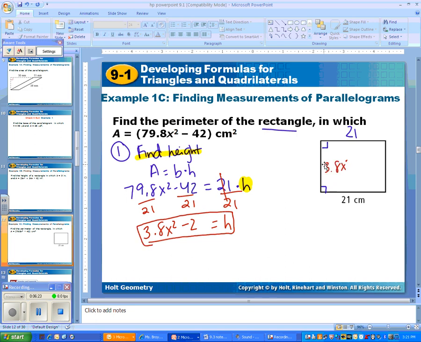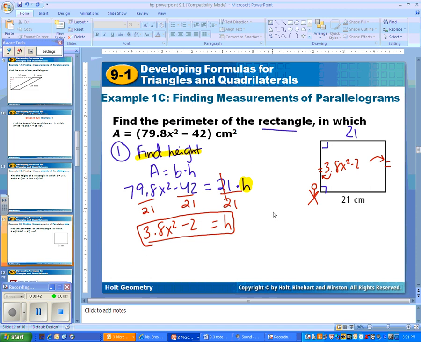If we put it into our picture, it looks like that. Both sides are 3.8x squared minus 2. And we want to find the perimeter. So again, if we had to walk around this rectangle, this would be 3.8x squared minus 2. This would be 21. This would be the same thing, and this would be 21.